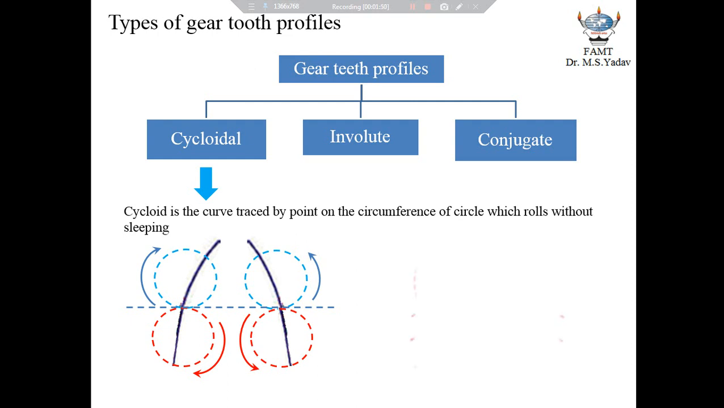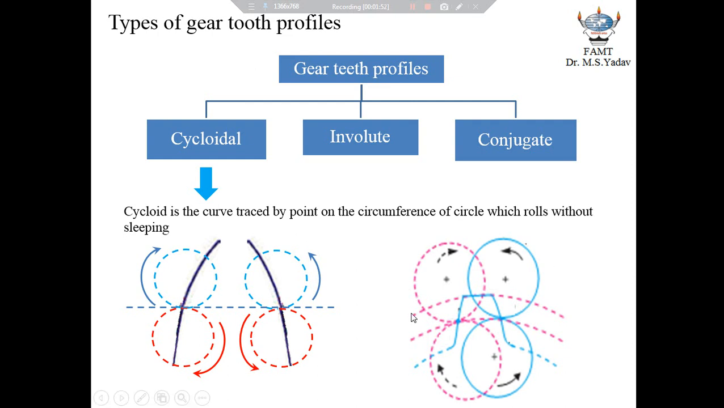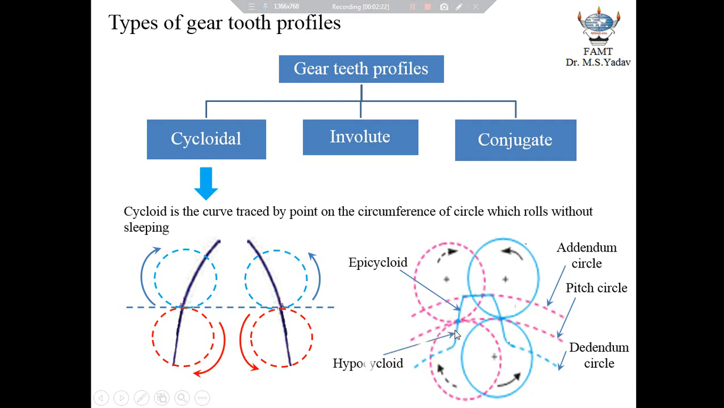Look at this picture. This one is the addendum circle, this one is the pitch circle, and this one is the dedendum circle. Now if this disc rolls in clockwise direction on the outer surface of the pitch circle, it will generate an epicycloid. And similarly, if this disc rolls on the inner surface of the pitch circle again in clockwise direction, it will generate a hypocycloid. And together these epicycloid and hypocycloid form a cycloidal tooth profile.